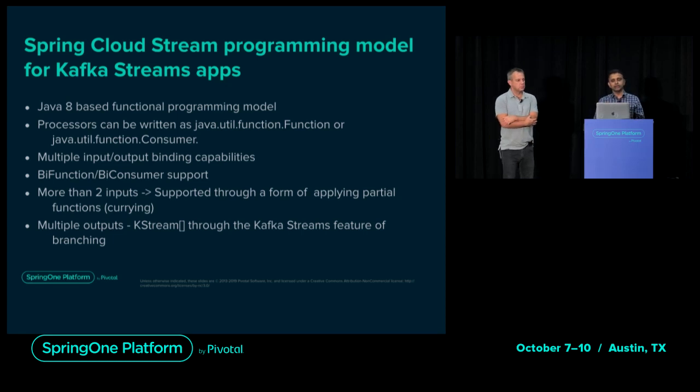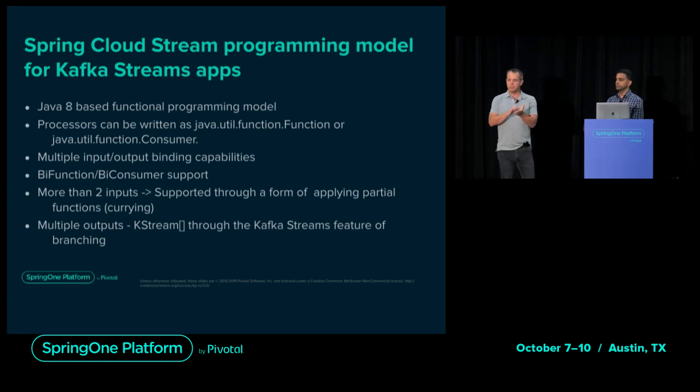Anything beyond that is where this probably diverges from the other binders. They use tuples support for multiple inputs and outputs. Here, in the Kafka Streams binder, we're using the function currying support available in Java. So it's partial functions, and then partially applying those functions in a curried fashion.